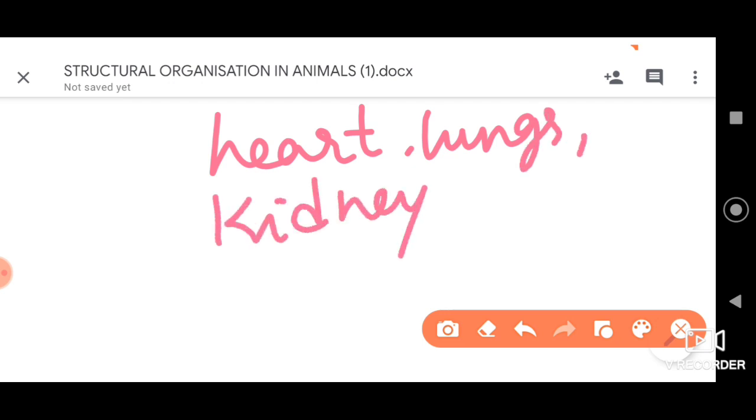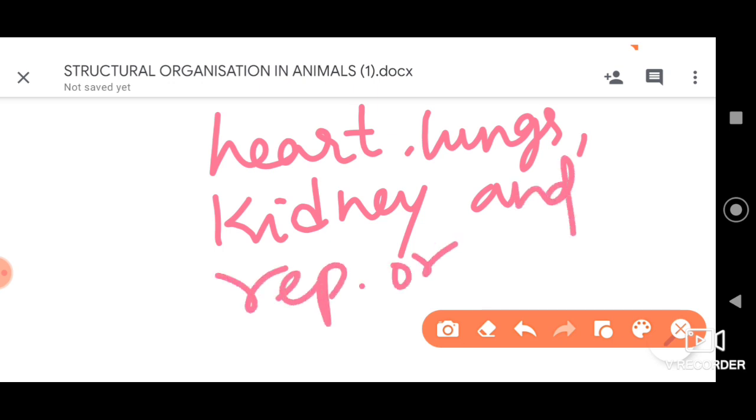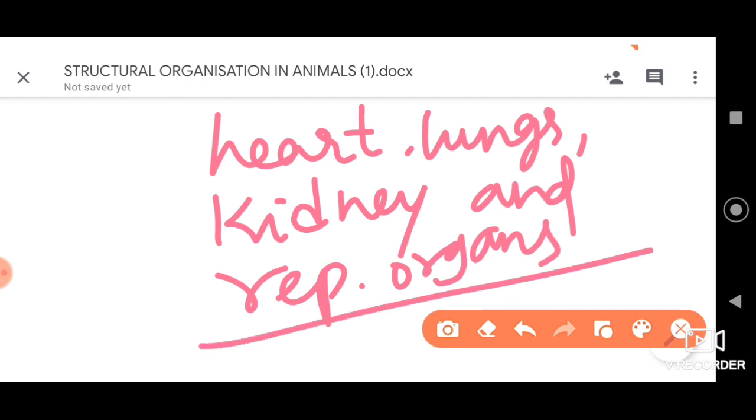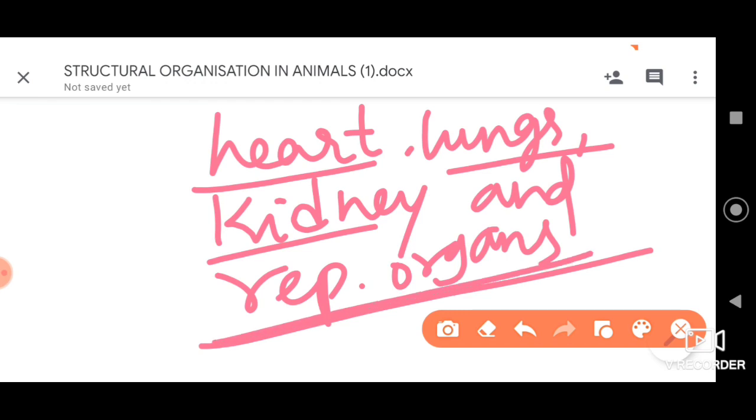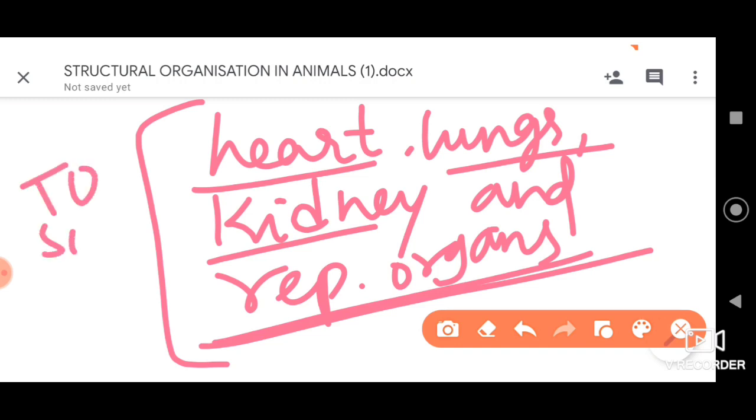and reproductive organs, at least to some degree, not majorly. Remember, I am not talking about major protection here; only to some degree do they give protection to the heart, lungs, kidney as well as the reproductive organs. So this is the protective function.